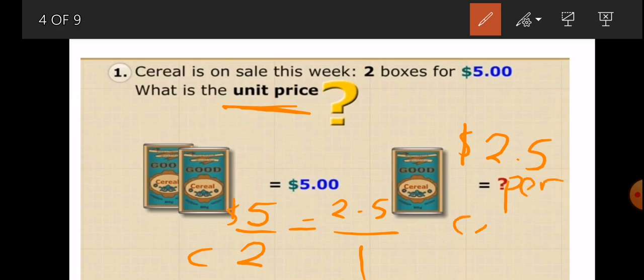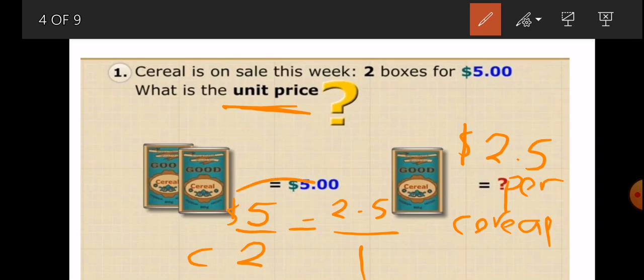per cereal. So how to write the unit price or the unit cost? You will write the cost per the item that you want to buy. So 2.5 per cereal, or for example 3 per pound of bananas, for example 2 per book, and so on. You will put the price per the item that you will buy. This is the way of writing your unit price.